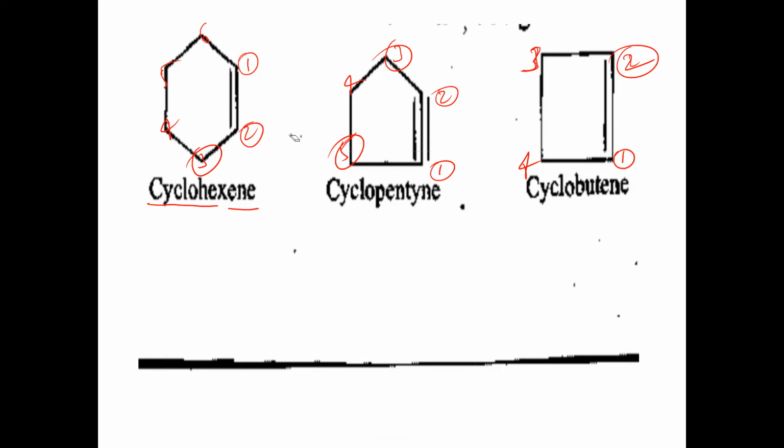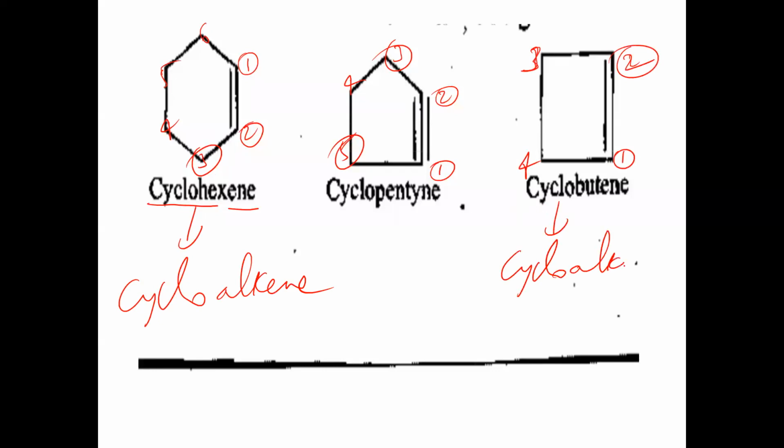So these are examples here. In cycloalkene, it is an example of what? Cycloalkene. And this is an example of what? Cycloalkyne. Cycloalkyne. Take the screenshot of this now.